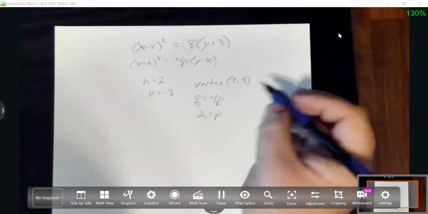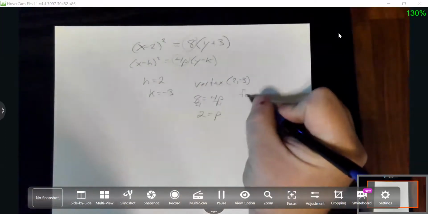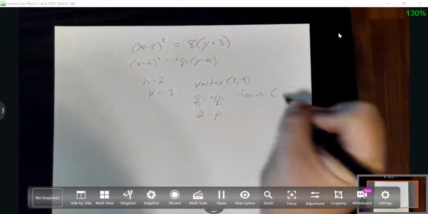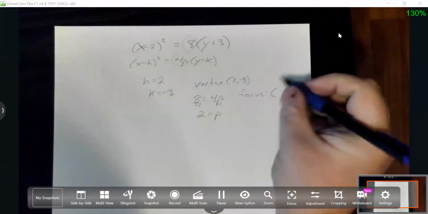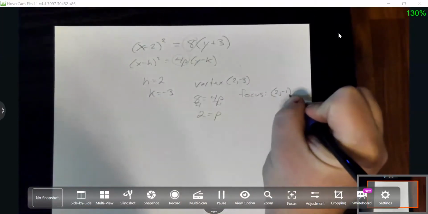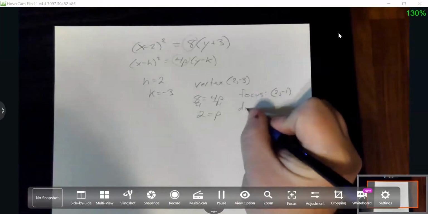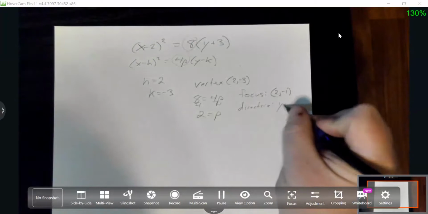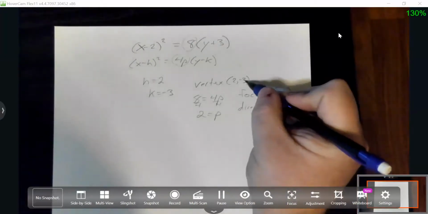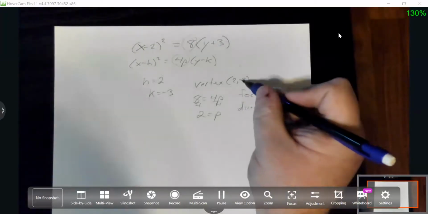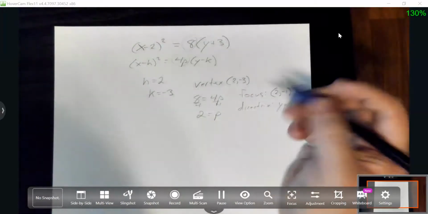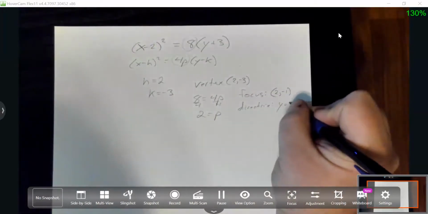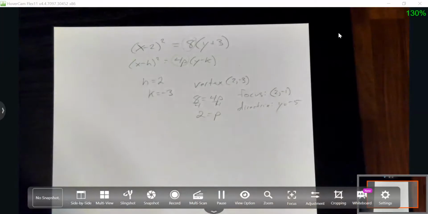Since p equals 2 and I know the vertex, I can now define the focus. The focus would be moved up 2 units, so my focus is at (2, -1). My directrix is going to be y equals the p-value down from that vertex. So -3 minus 2 would be -5. So y = -5 is the directrix.